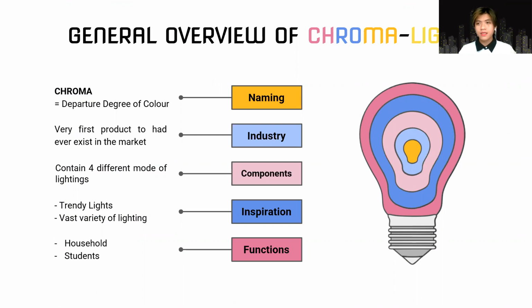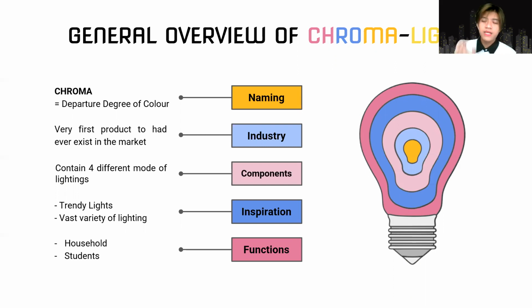When it comes to naming this light projector, the word chroma itself symbolizes the departure degree of color, where it can be weak chroma, where the intensity of the light is quite low, and high chroma, where the intensity of the light is quite high. And in this industry, it is actually the very first product to ever exist in the market, which is quite intriguing and can make a huge hit to the market. And as for the components, this light projector has four different modes of lighting, which I will discuss later on in the presentation.